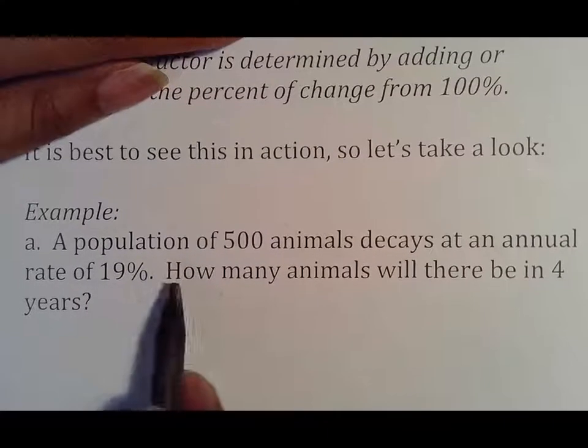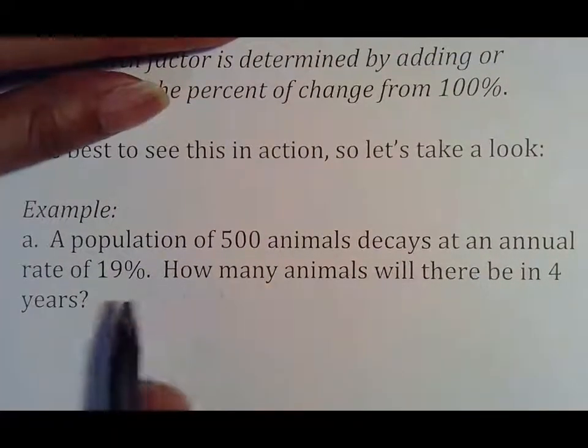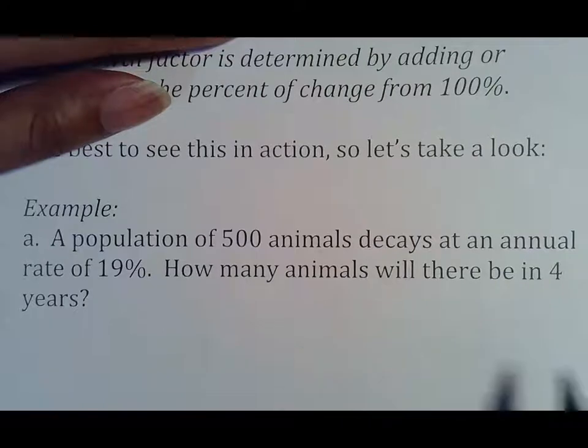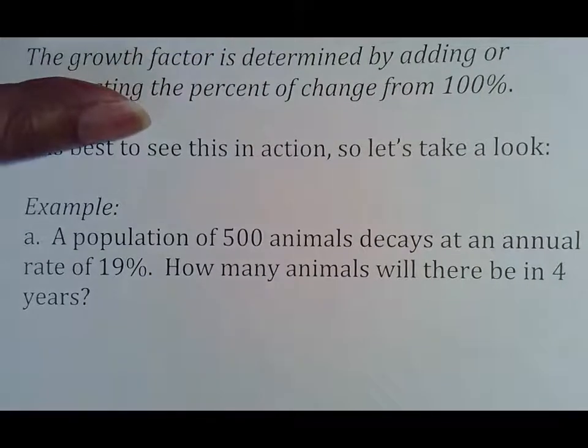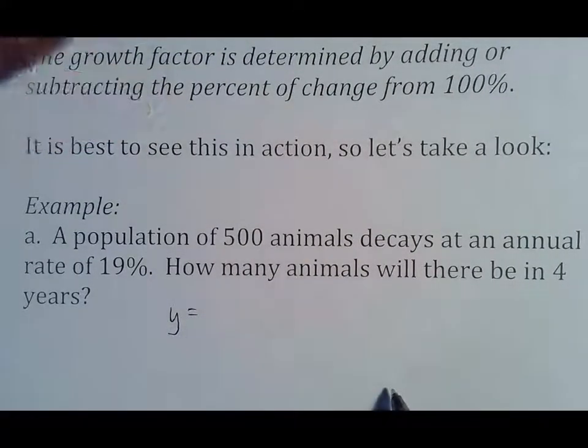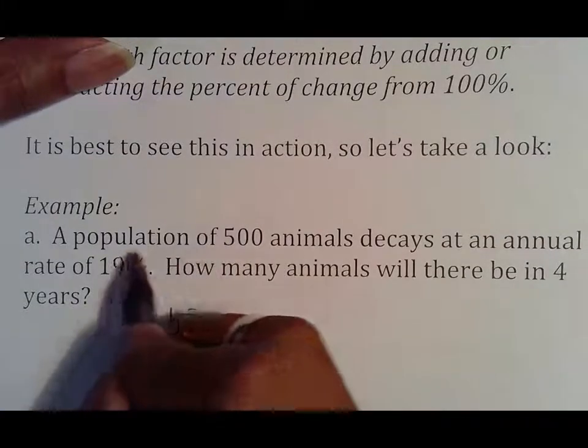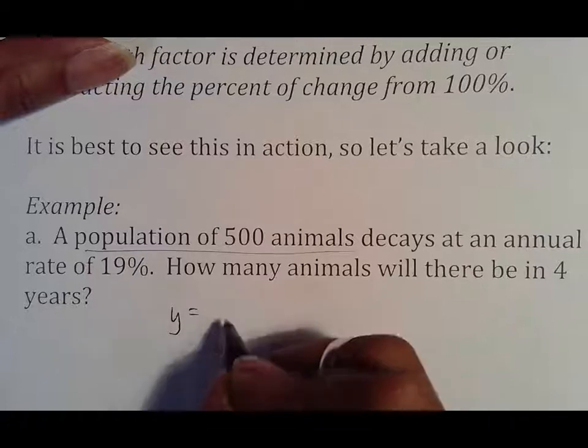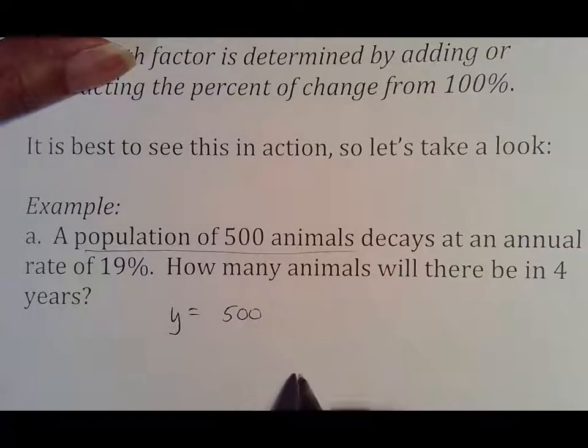It is best to see this in action, so again, let's just take a look. It says a population of 500 animals decays at an annual rate of 19%. How many animals will there be in 4 years? So first thing it's going to ask you to do is to write a formula. Remember I said that a is your initial value. There are 500 animals right now, so your first number is going to be 500.